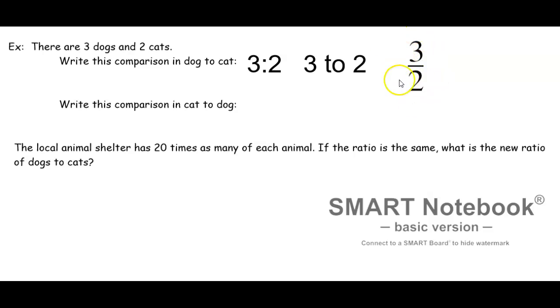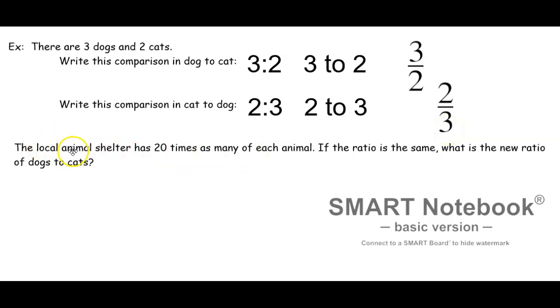So when we look at a ratio, we use the word to instead of divided by or 3 halves here. Okay? Now if I'm looking at it the other way, cats to dogs, I just switch my numbers. So my cats would go first, my dogs would go second: 2 to 3.